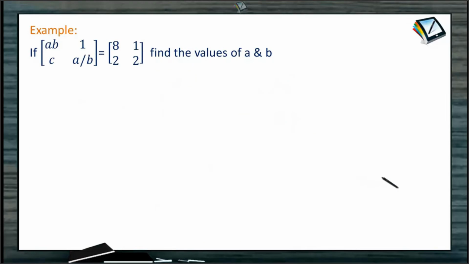Now here again, equality of matrices considered. When the two matrices are equal, we need to find the values of A and B. Let's identify the elements. A11 of the first matrix is AB. A12 of the first matrix is 1. Similarly, A21, that is second row, first column of the matrix, is C. And A22 element of the first matrix is A by B.